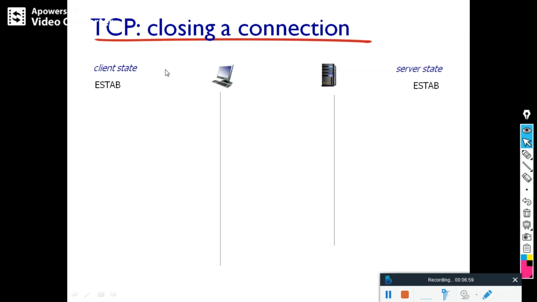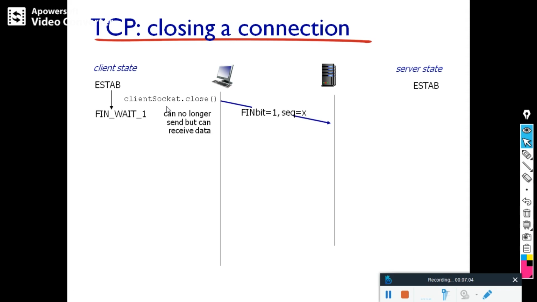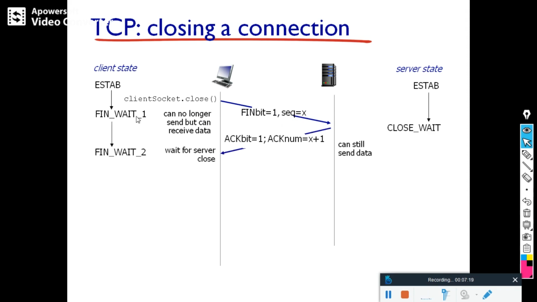First, the client wants to terminate or close the connection. Here the client socket is created with close connection. It will send a finish bit 1, that is the finish bit is set, with sequence number X, and it will wait here. During this time, it can only receive data. After sending the segment with the finish bit, it will not send any other data. It will just receive data, because some data are on the way to the client side.